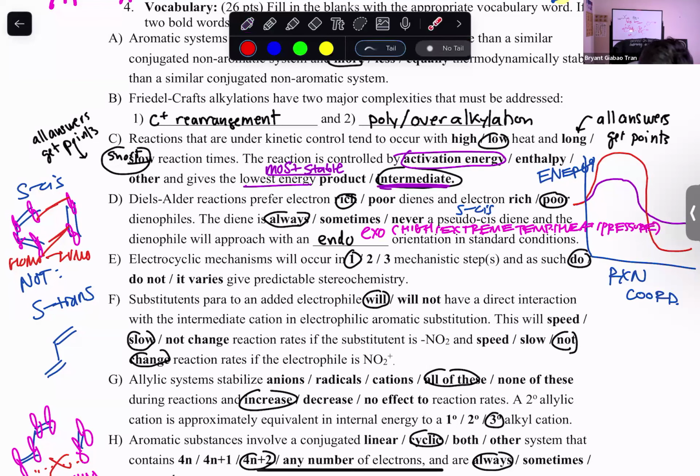This will slow down the reaction if the substituent is NO2, because NO2 here is an EWG. That's different than NH2. If it were NH2, then that is an EDG, which would speed up the reaction. So make sure to keep those differences in mind: NO2 right here is an EWG, and NH2 is an EDG. The electrophile here does not matter. The electrophile does not affect the reaction rate at all.